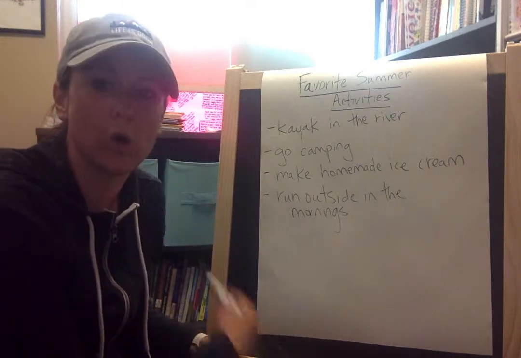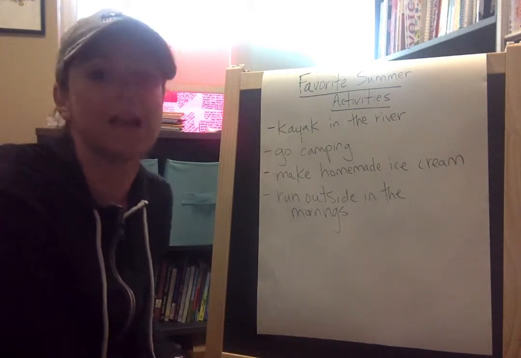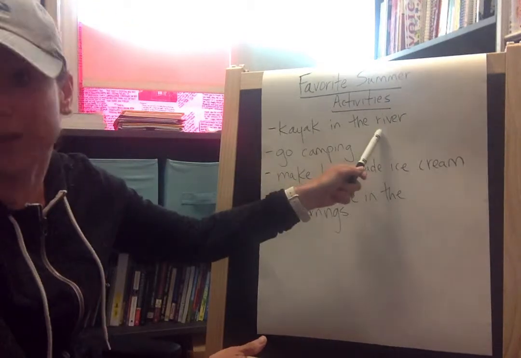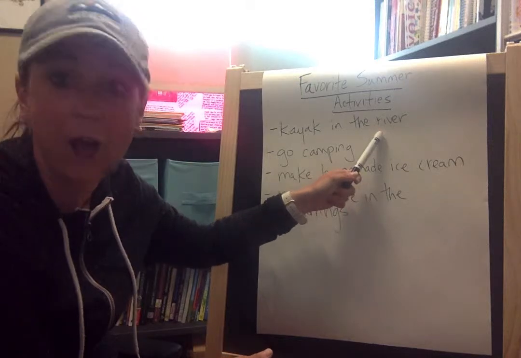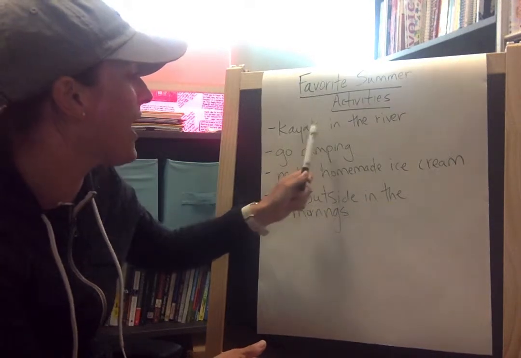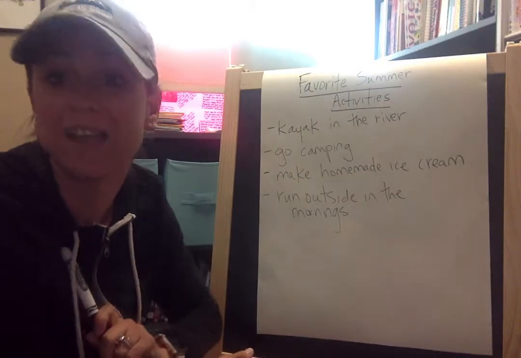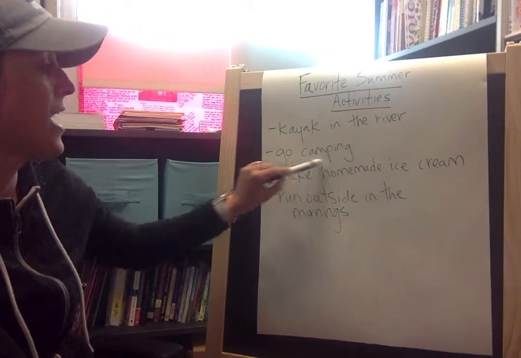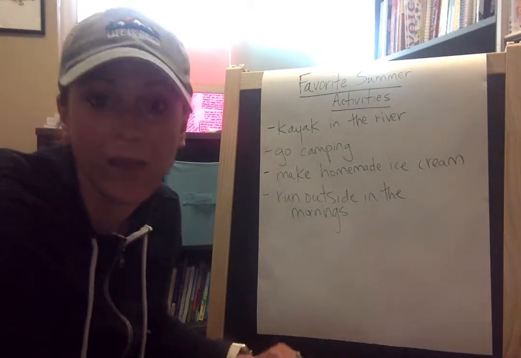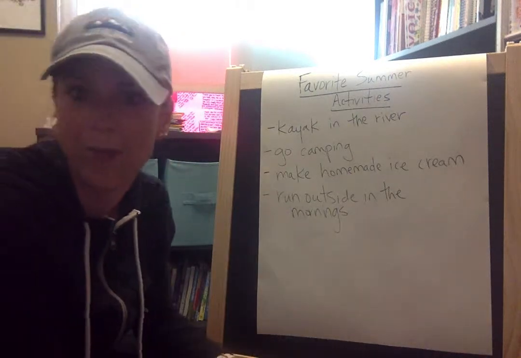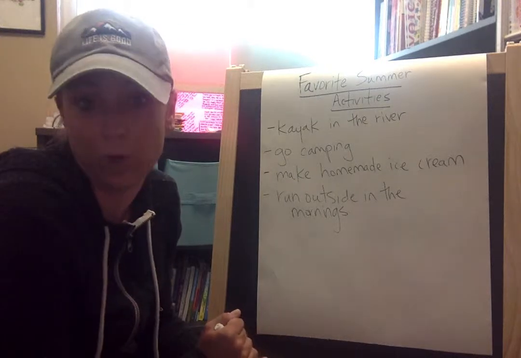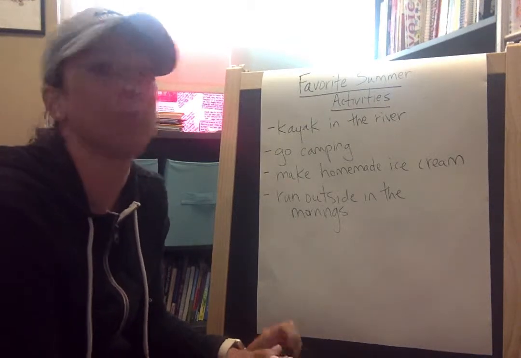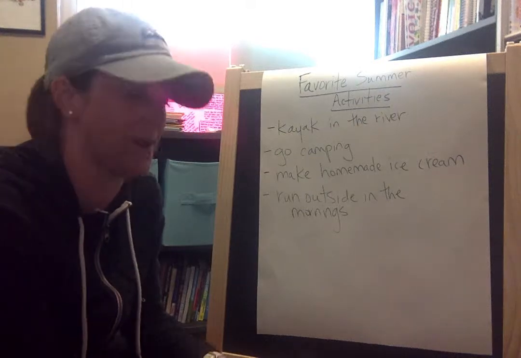The whole purpose of generating a list like this is that I now have ideas to write about. I could write a narrative piece, a story, about a time that I went kayaking, or I could write an opinion piece about the best river to go kayaking in. I could write a narrative piece about going camping, or a how-to piece about how to be a good camper. I could write a how-to piece about how to make homemade ice cream, or an opinion piece about the best flavor of homemade ice cream.